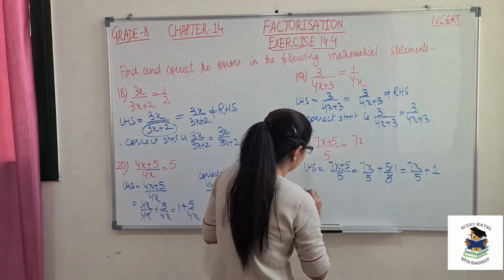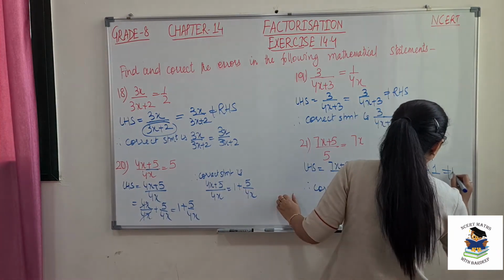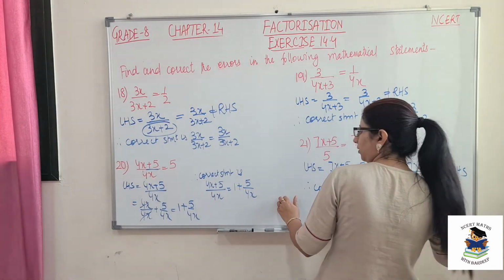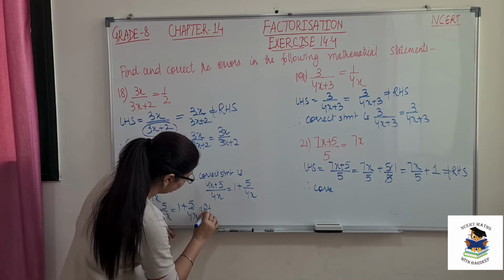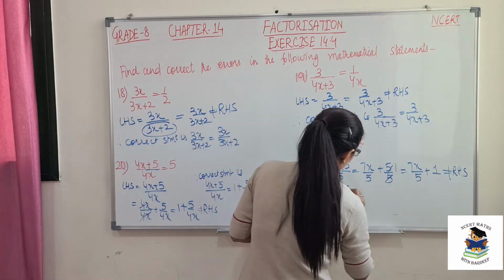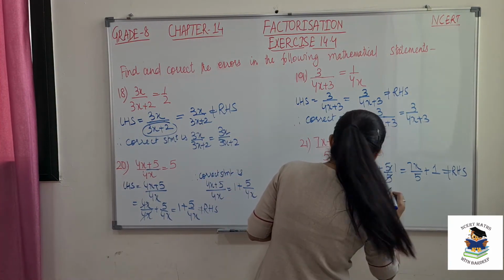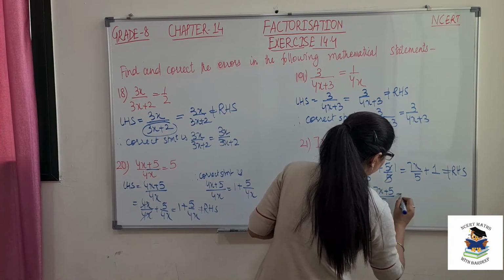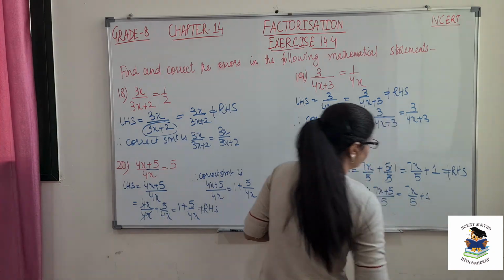So not 7x. Therefore, the statement is not equal to the right hand side. Here also I have not written is not equal to the right hand side. Okay, so the correct statement is 7x plus 5 over 5 is equal to 7x over 5 plus 1.